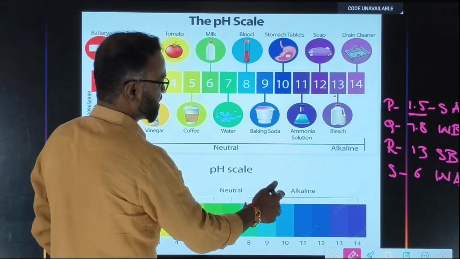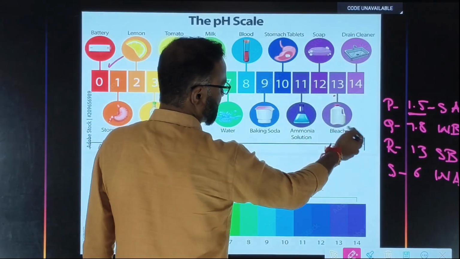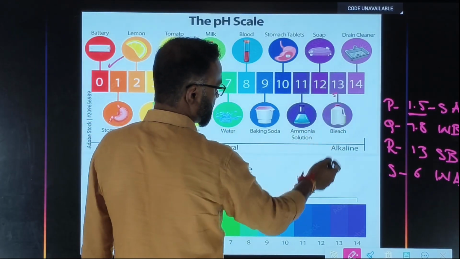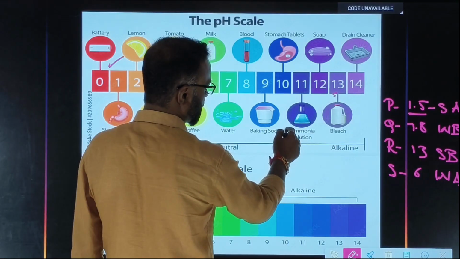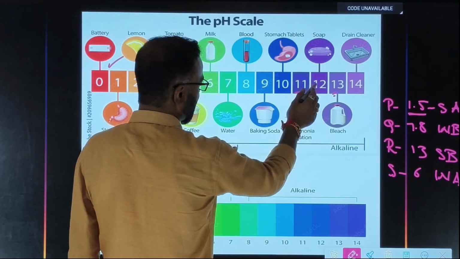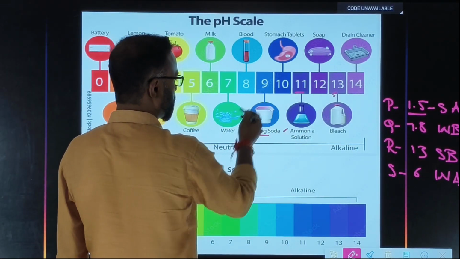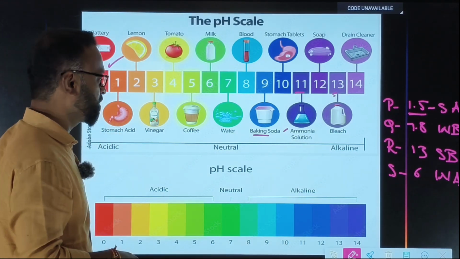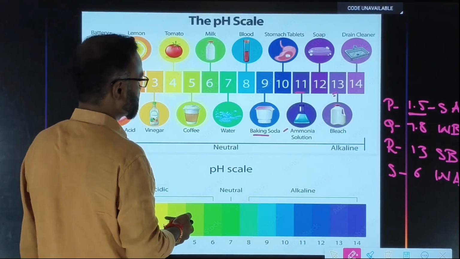So general examples: bleaching powder, what we use, it is a strong base, pH will be around 13. Ammonia, which is used in fertilizers, it is a mild base. Baking soda, what we take during acidity, that is again a weak base.